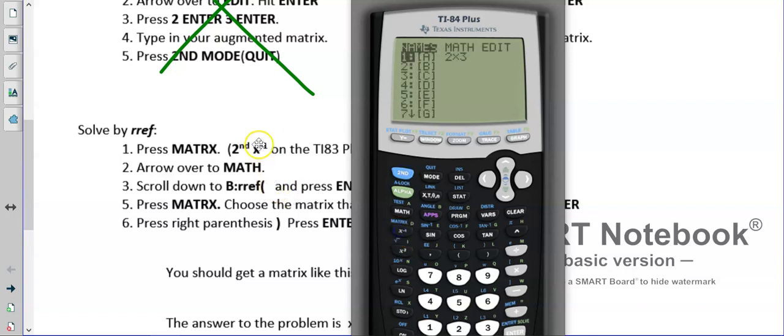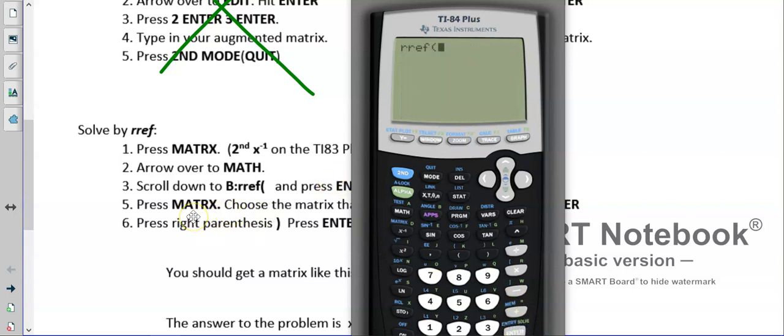So we're going to go into matrix. This time we're going to go over to math. And I did something wrong. Let's try it again. Second matrix, go over to math. Oh, I hit enter for some reason on number 1. We want to scroll down to B, RREF. So I'm going to scroll down until I get to B. Takes a little bit. There it is. Notice how I said earlier there's an REF. We don't want that one. We want RREF, 2 R's. You hit enter.